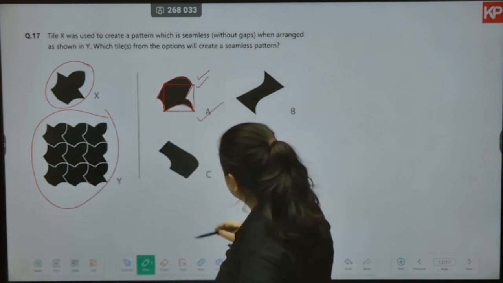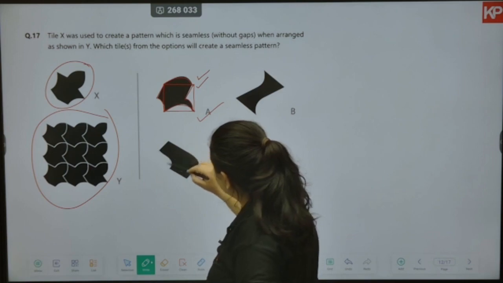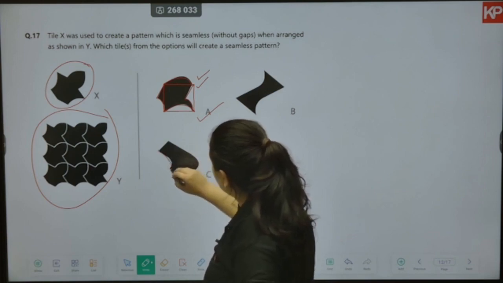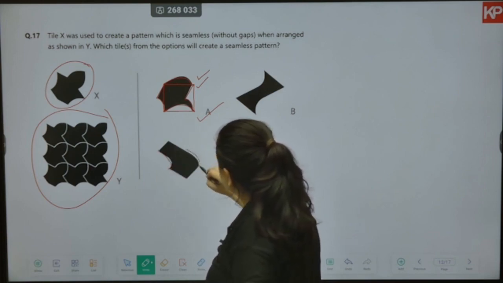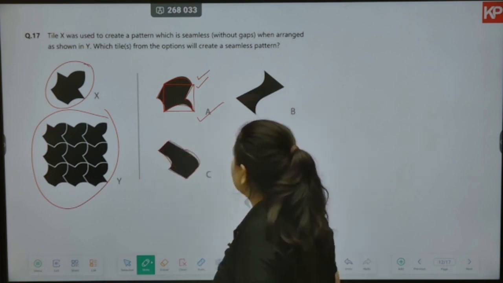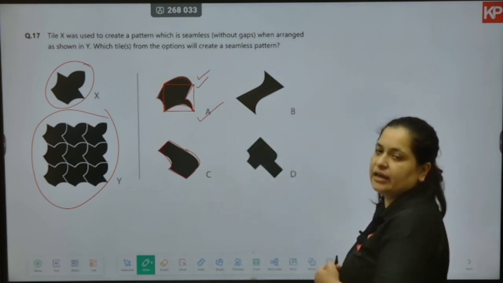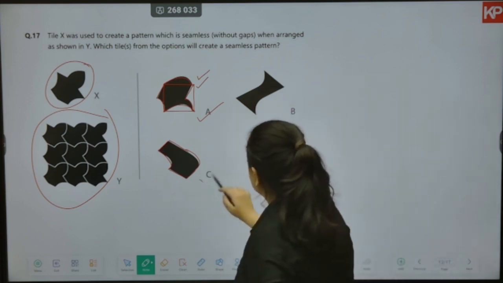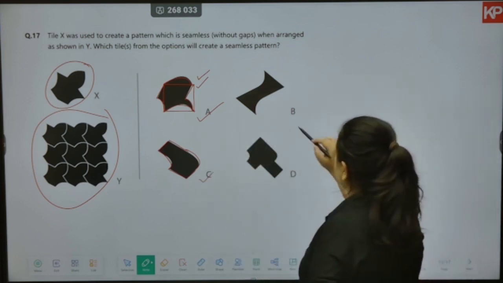Let's check for C. This curve is going to fit exactly into this curve, okay? And the rest of the shape is going to fit exactly into one another, okay? So this is going to tessellate. Let's check for B.